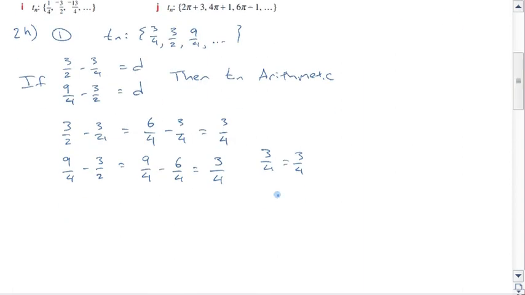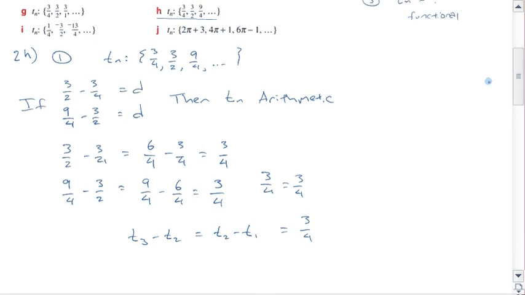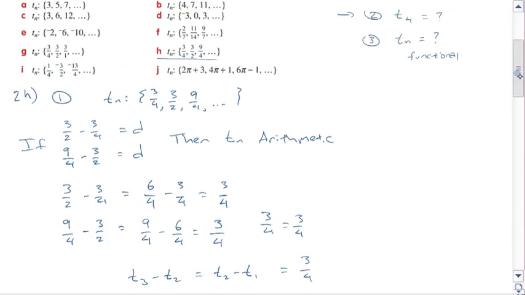So t3 minus t2 was equal to t2 minus t1, and both of those were equal to 3/4. All I'm saying is this number here minus this number here is the same thing as this number here minus this number here, and that difference is always 3/4. Okay, so that answers part 1: yes, it is arithmetic.